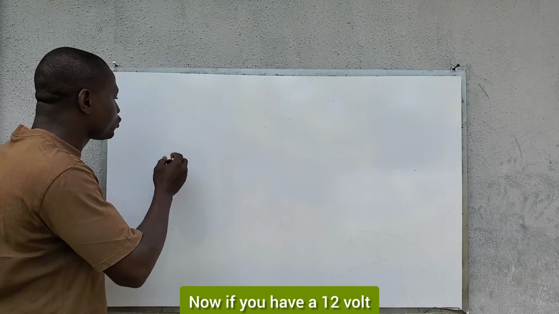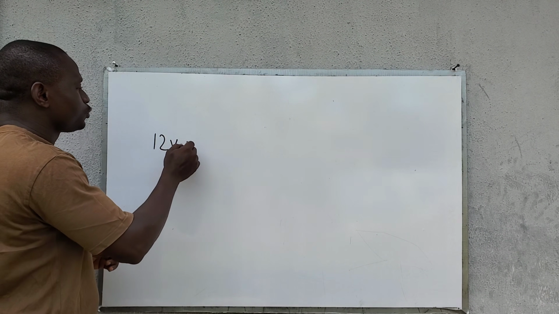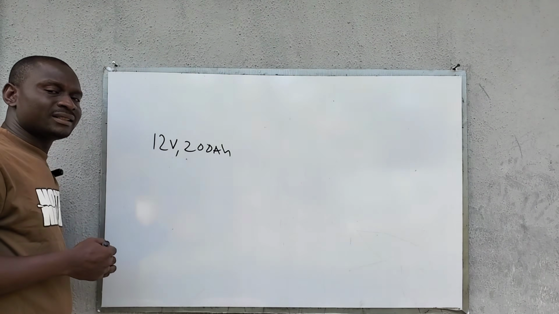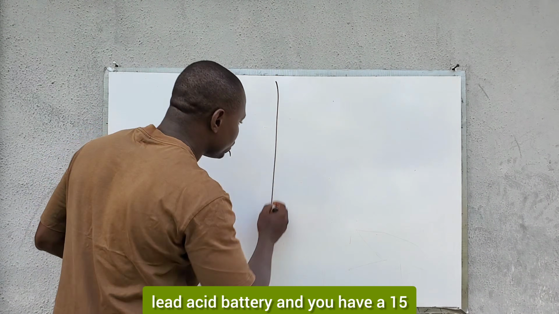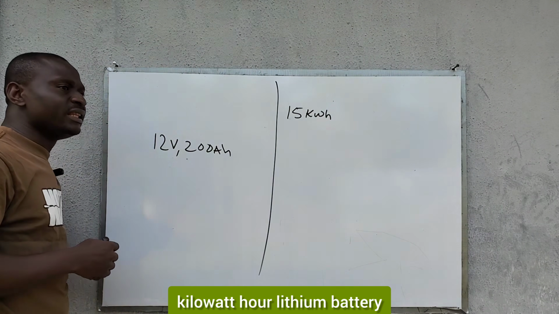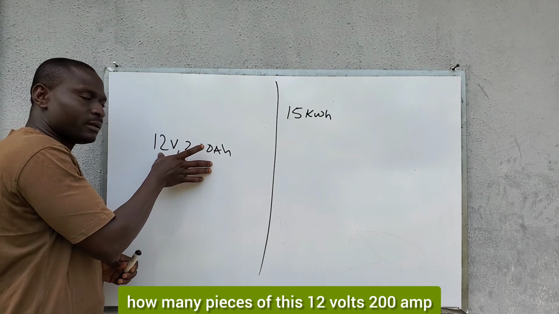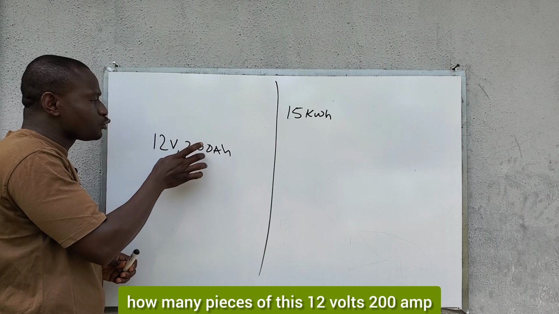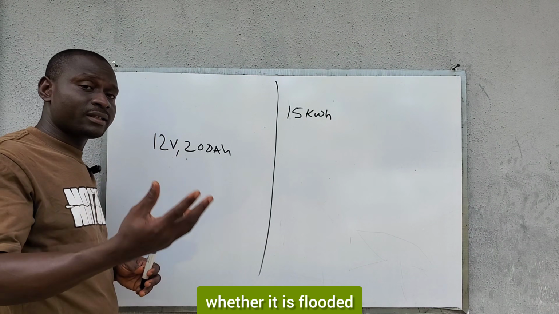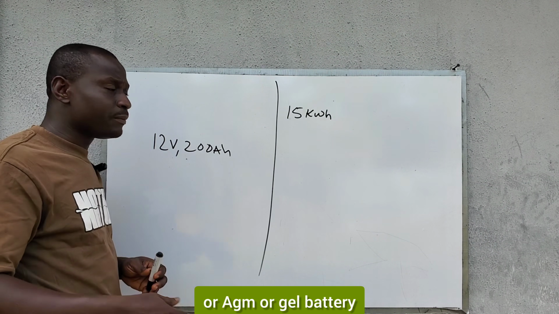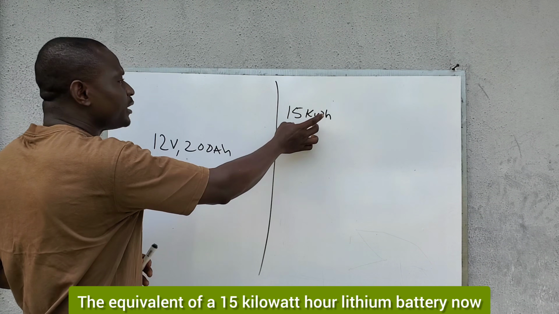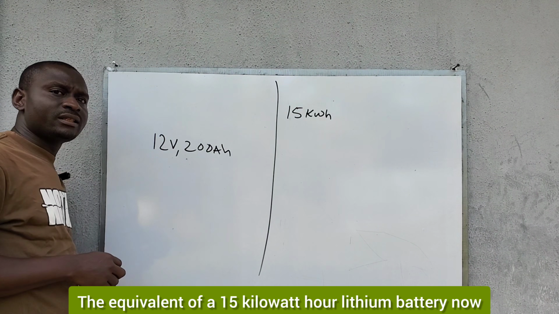Now, if you have a 12 volt 200 amp hour lead acid battery, and you have a 15 kilowatt hour lithium battery, how many pieces of this 12 volt 200 amp hour lead acid battery, whether it is tubular, flooded, AGM or gel, will give you the equivalent of a 15 kilowatt hour lithium battery?